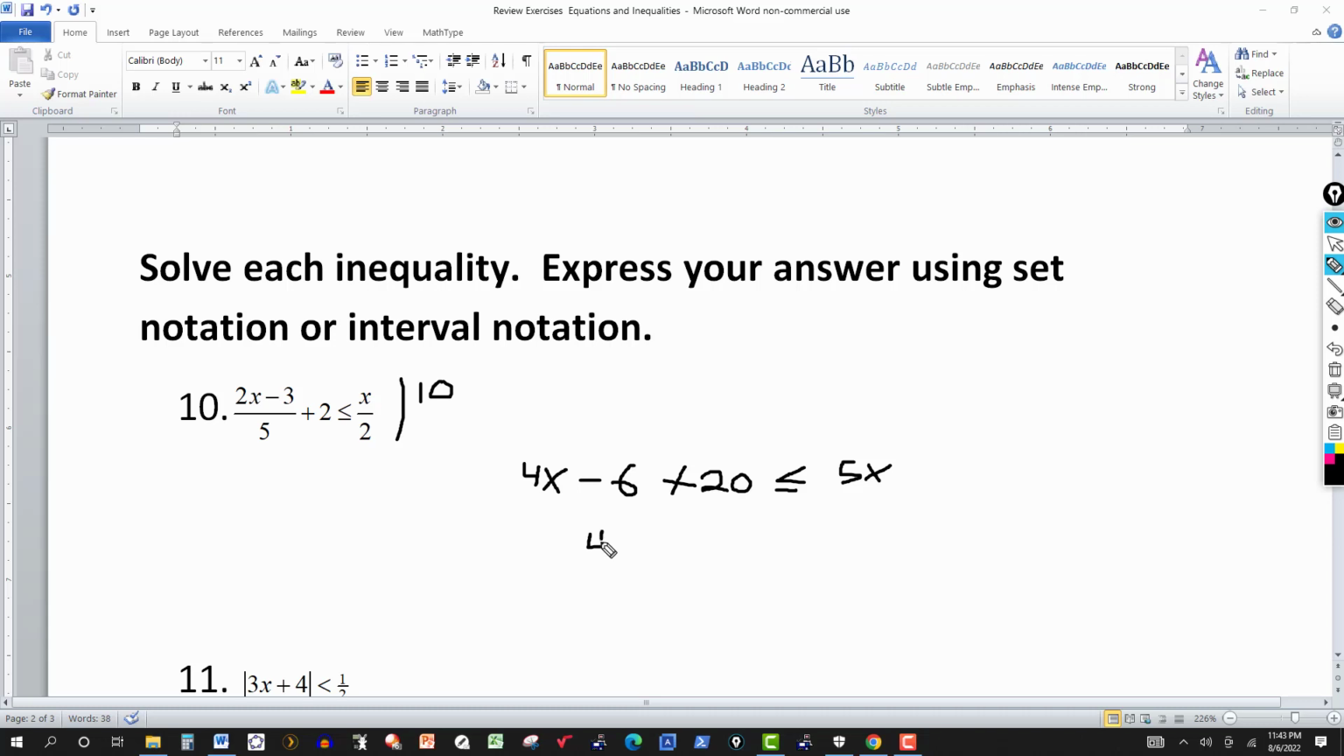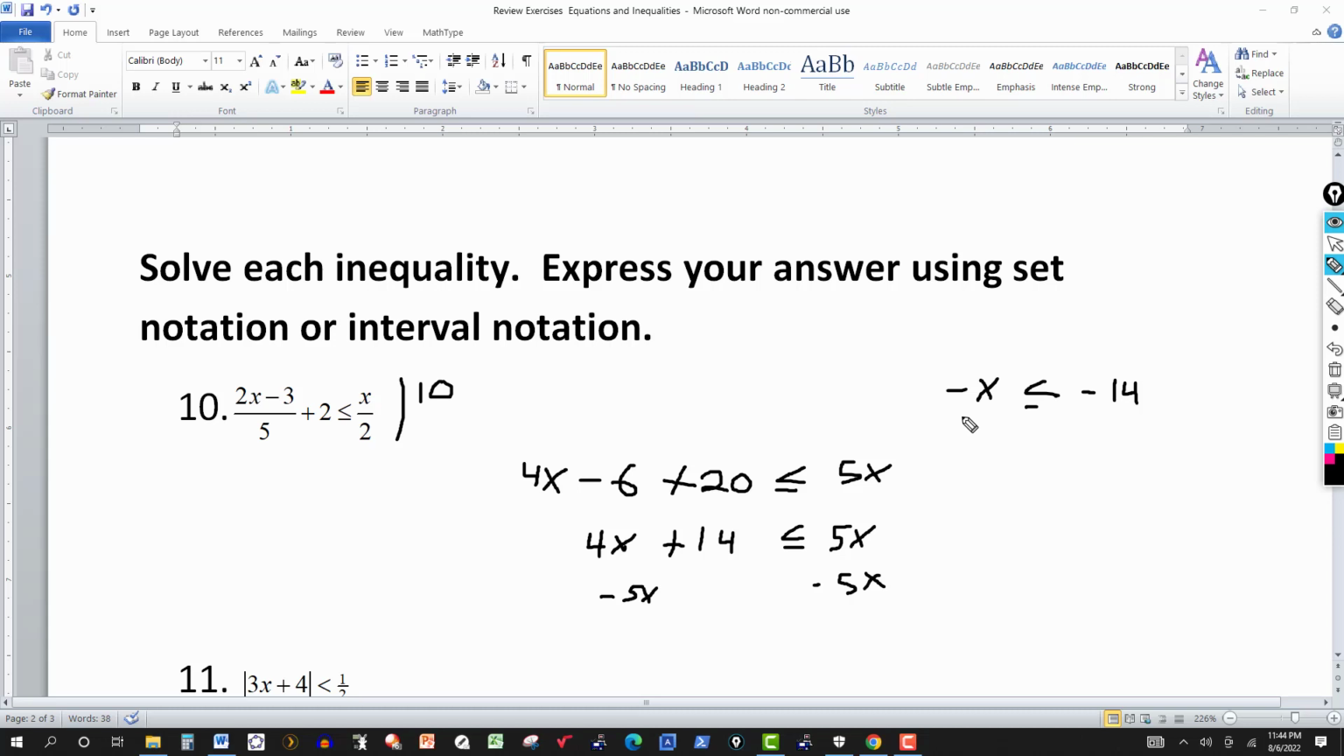Okay, so then this becomes 4x. Combined terms here, minus x and 20, that's 14, less than or equal to 5x. Now, just like an equation, I want to isolate the x, so I'm going to add negative 5x to both sides here. So 4x and a minus 5x is a minus 1x, or just minus x. And then I'm going to get rid of this 14 here, so I'm going to add negative 14 to both sides, so this will be less than or equal to, and then that's going to change the sign, negative 14 over here.